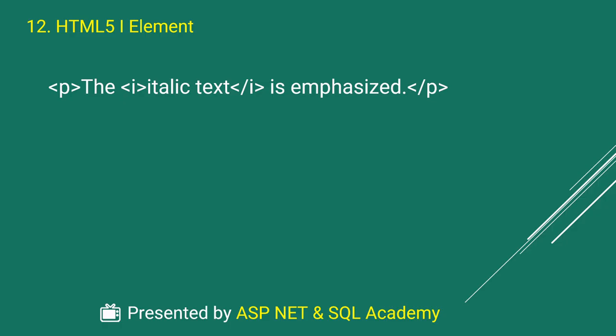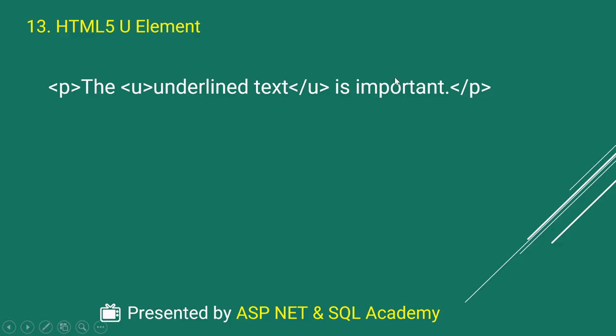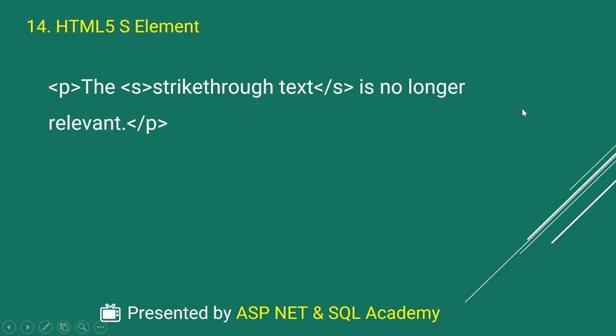The U element is used to define underlined text. It is often used to indicate a link or to draw attention to specific parts of a web page. The S element is used to define strike-through text. It is often used to indicate that text is no longer relevant or has been deleted.